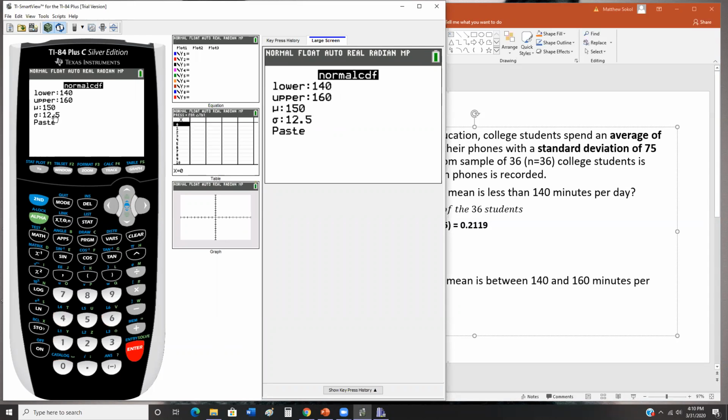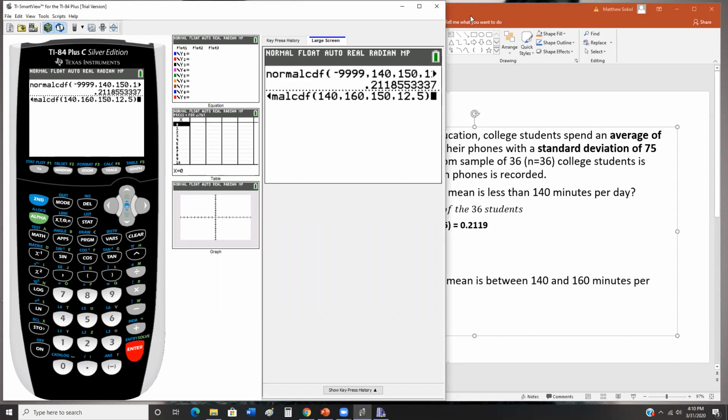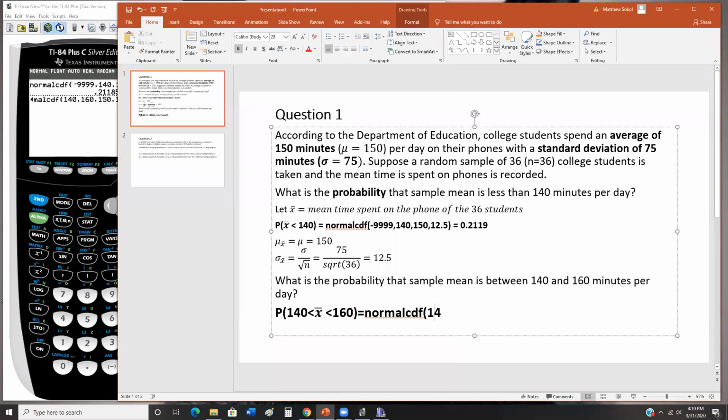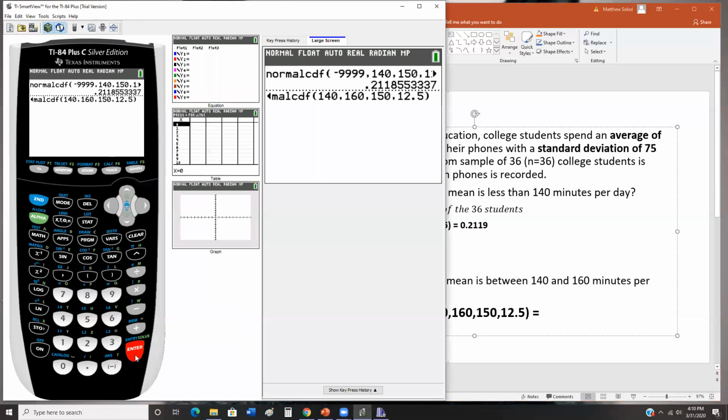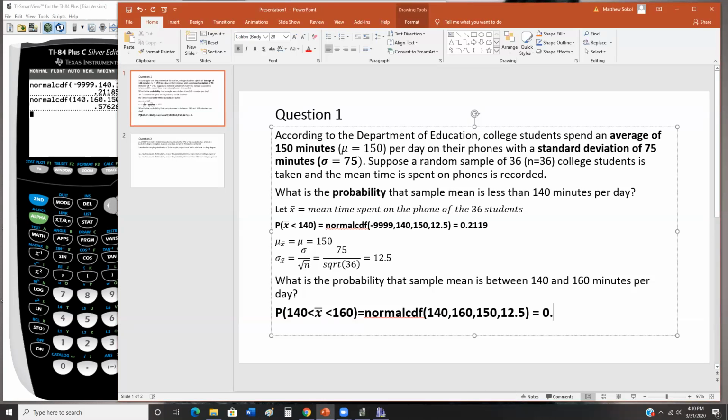The mean is still 150. The standard error is still 12.5. So my normal CDF 140 to 160 with a mean of 150 and a standard error of 12.5. It looks like this should be 0.5763 when I round it. And that's your answer. So not too bad for this first problem. Still kind of like a good little bit of a refresher for everybody.